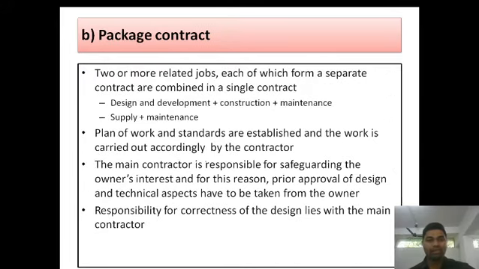So next is about the package contract. In the package contract, what happens is two or more related jobs, each of which forms a separate contract, are combined as a single contract. For example, for design and development, one authority will be doing the design and development, construction will be executed by some other department, maintenance will be done by some other department. So if we are dealing with only one person, we make the contract for design and development also, construction also, maintenance also. We club all this together.